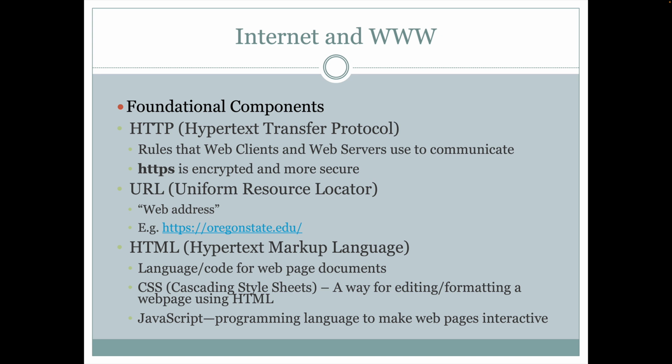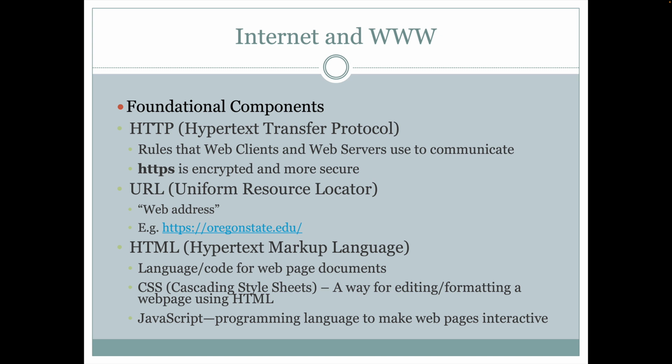One of the things that you're probably familiar with is the URL, or the Uniform Resource Locator. This is simply the web address of how you can get to a place on the internet. The example there is for Oregon State. It starts with the HTTPS and then colon slash slash and then oregonstate.edu.